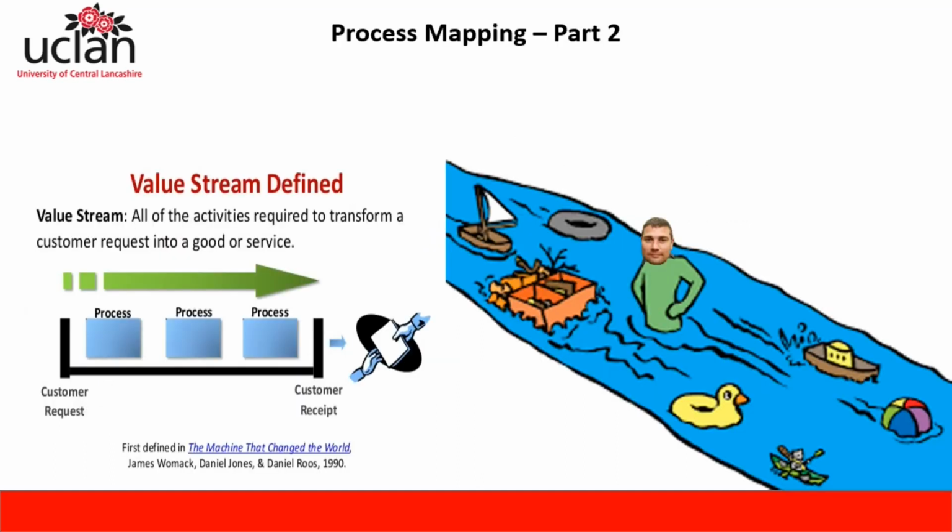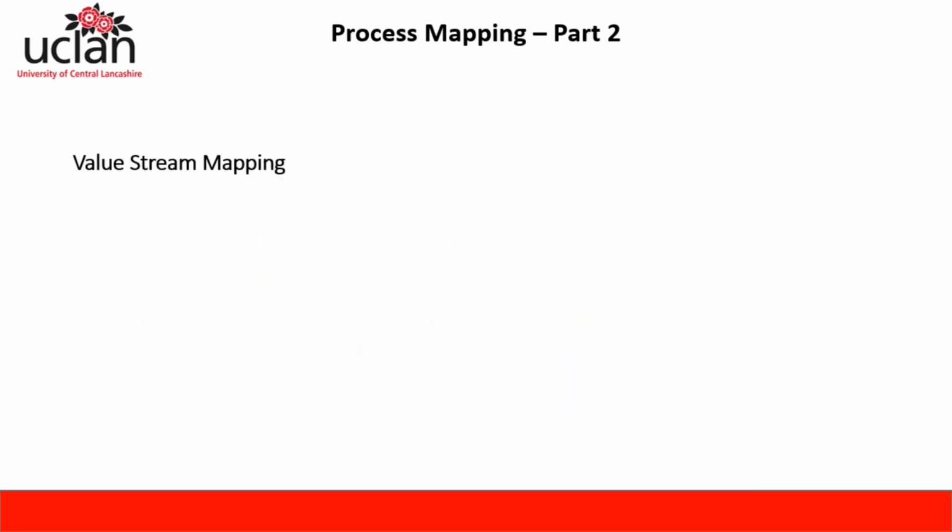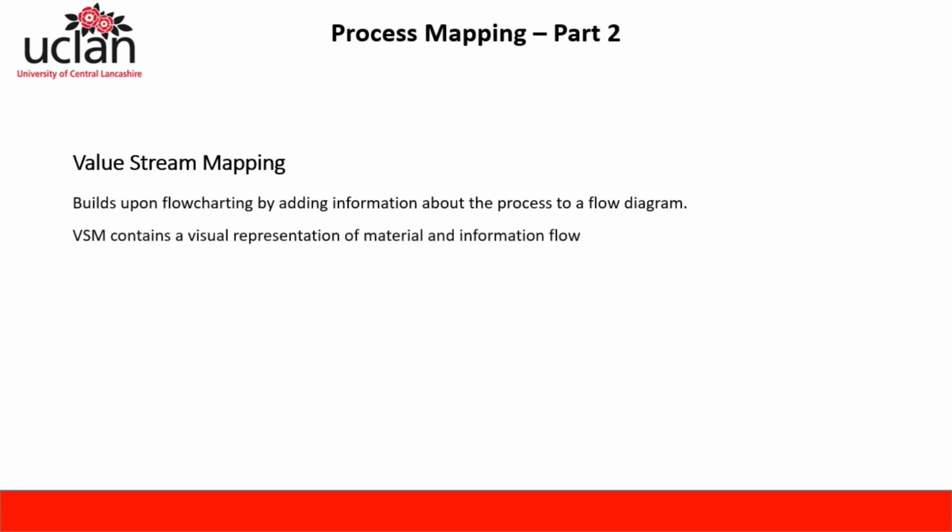So if you've ever heard of the term value stream mapping or value stream, it refers to all of the activities required to transform a customer request into goods or a service. And it builds upon the previously explained flowcharting method by adding information about the process to a flow diagram. The value stream map contains a visual representation of material and information flow, unlike the current state activity map which we looked at previously, which was an Excel spreadsheet.